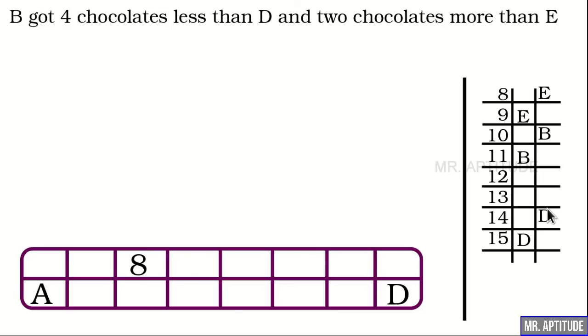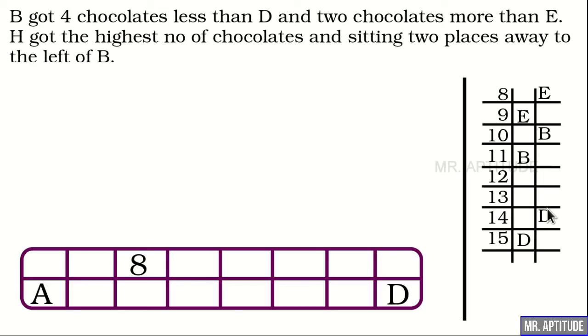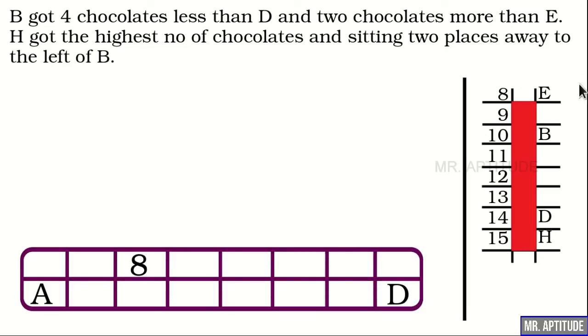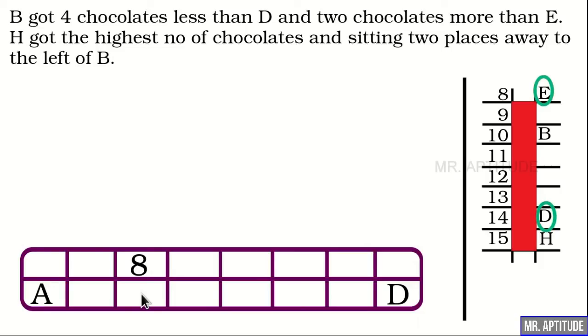And we know that from one of the conditions given, H got the highest number of chocolates and sits 2 places away to the left of B. As H has got the highest number of chocolates, D should not get 15. So this is the only possibility we are left with. H has got 15, E has got 8, B has got 10, D has got 14. So E got 8, D got 14. Let me write it here.